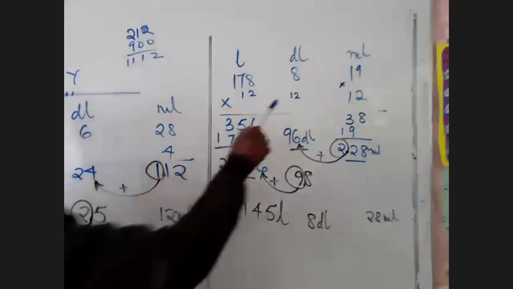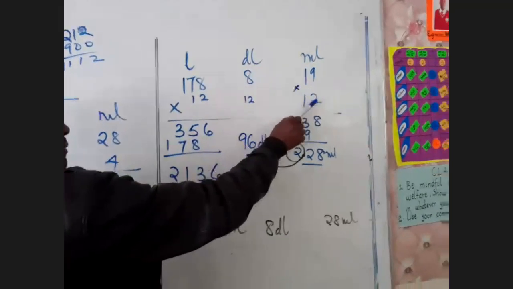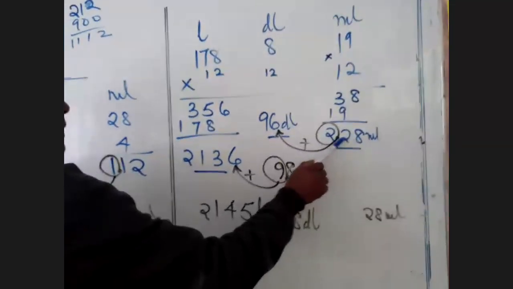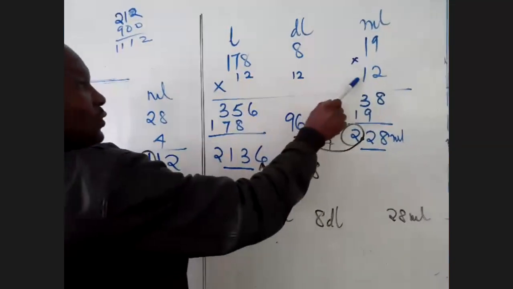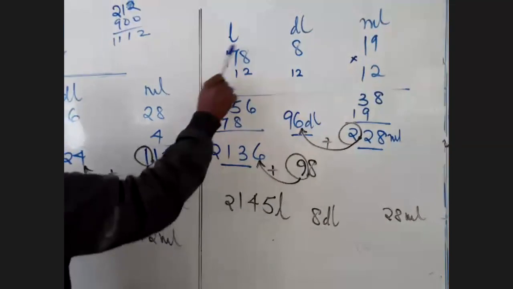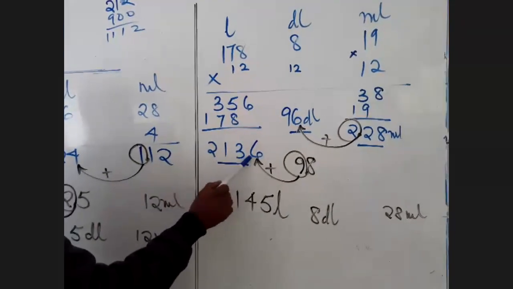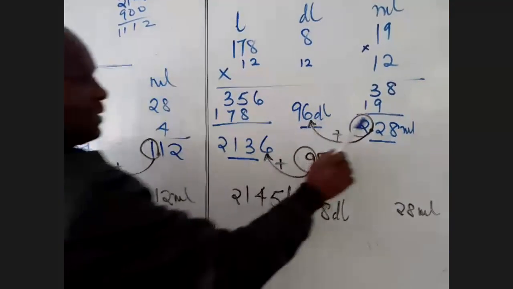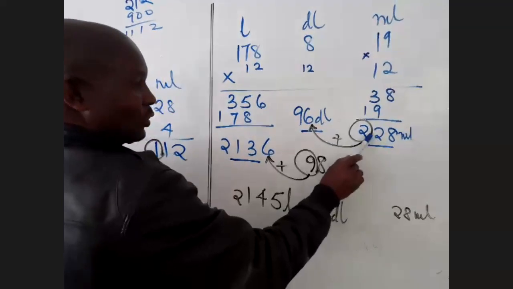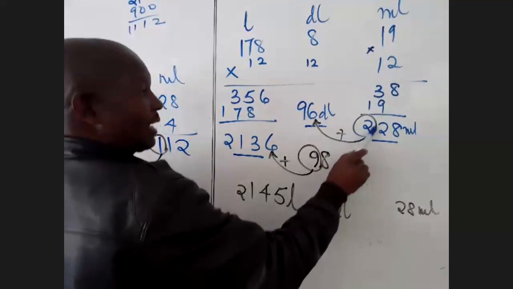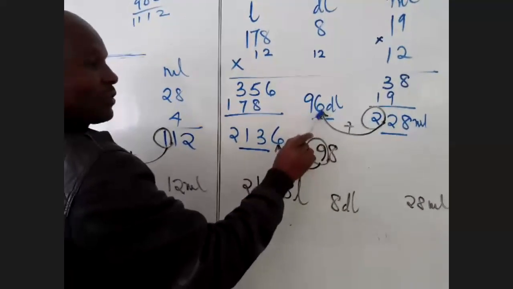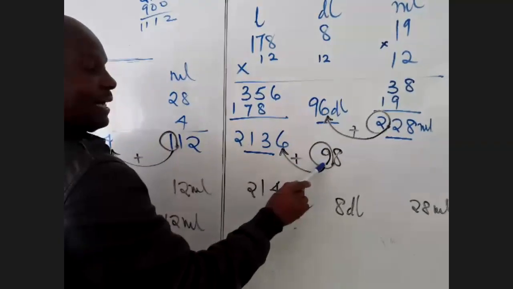So check the way I played around with it. 19 times 12, you get the raw information. 228. 12 times 8, 96. 12 times 178, 2136. Conversion. Milliliters into deciliters over 100. Push it 1, 2. Even if the decimal is not visible, it bothers you. Push it there. 2 plus 6, 8, 9.